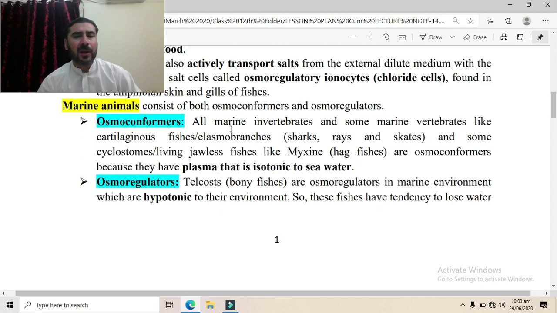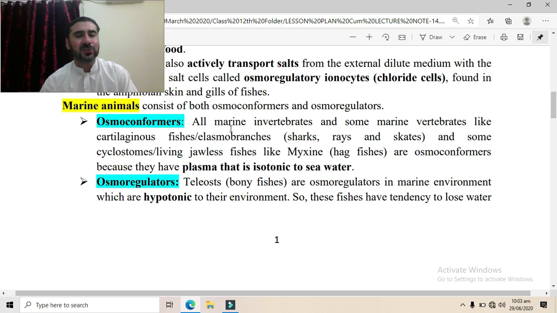So these animals are basically osmoconformers because their plasma composition is isotonic to the seawater. It means that they have the same solute and solvent concentration as the outside environment. And just recall, in the previous lecture we studied that osmoconformers are those animals which change their internal osmotic conditions according to the external environment because they are isotonic. So let's take an example of how they change their internal osmotic condition with respect to the external environment.